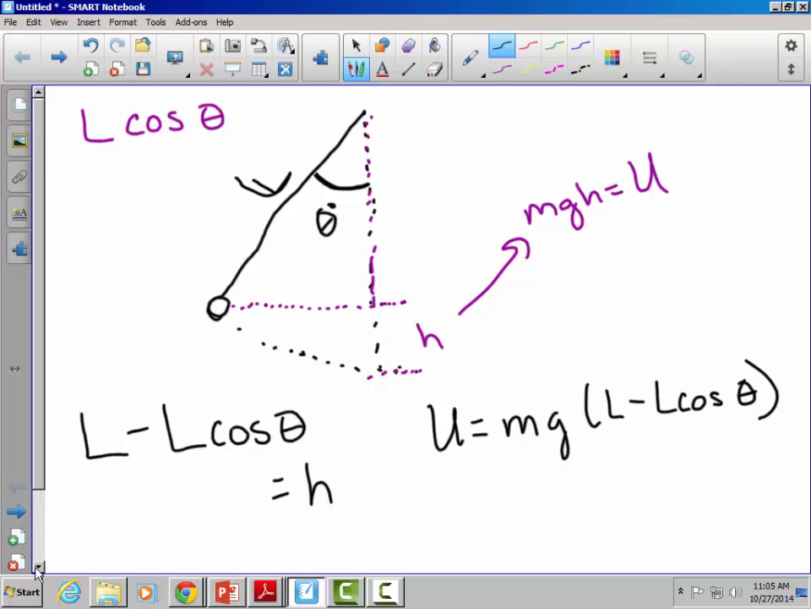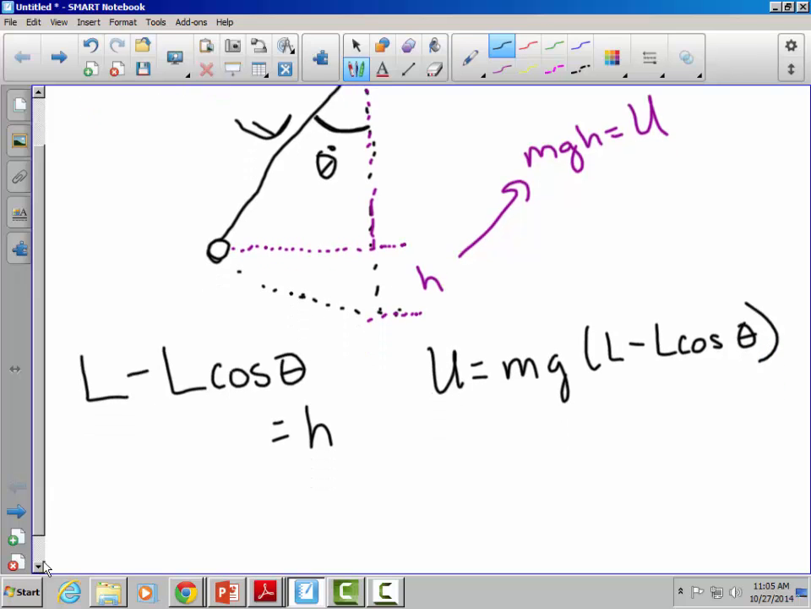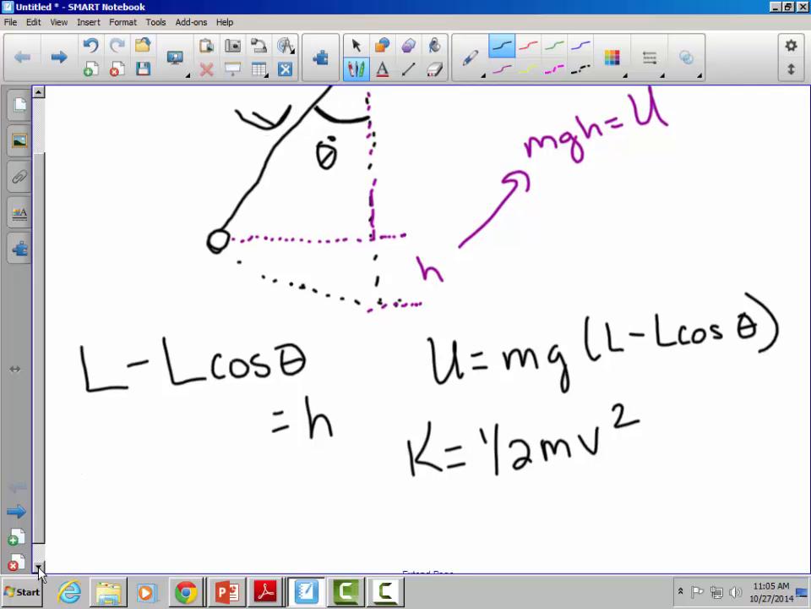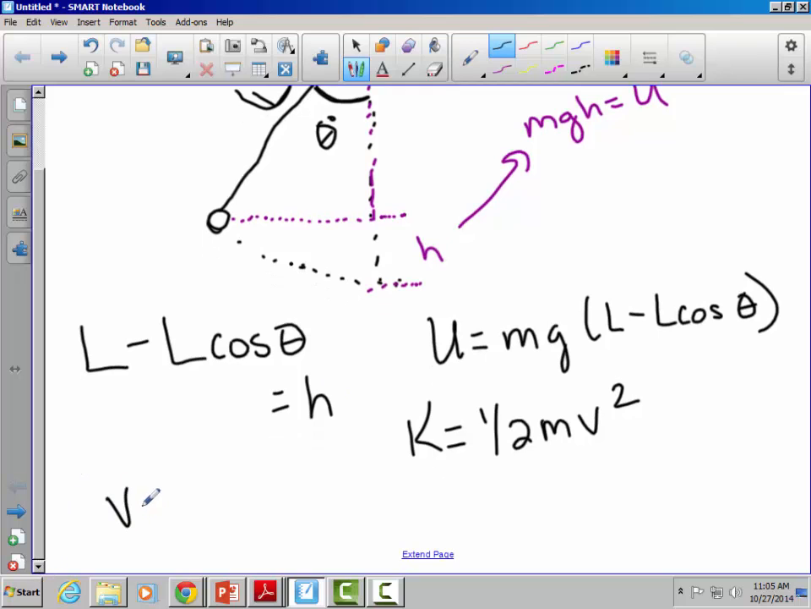And then let's talk about the kinetic energy at the bottom. The kinetic energy at the bottom is, of course, the same as kinetic energy always is, 1/2 mv squared. But let's say I wanted to take this relationship just one step further and say, tell me what the speed of the pendulum would be as it swings through the equilibrium point.